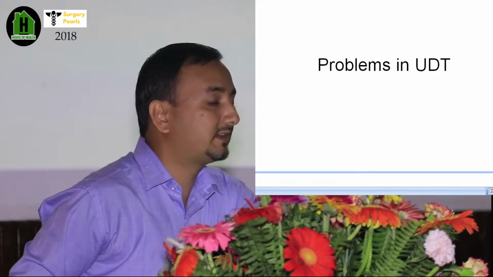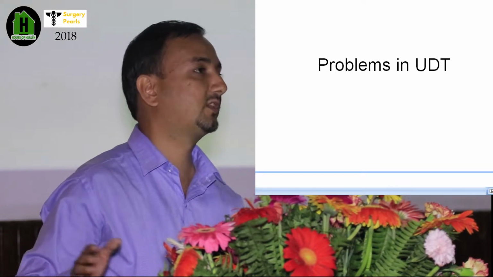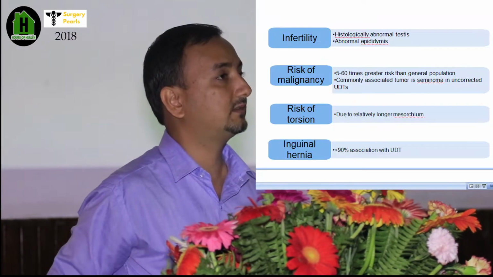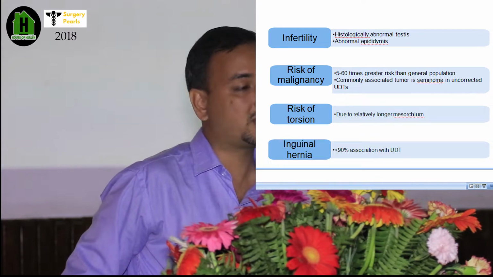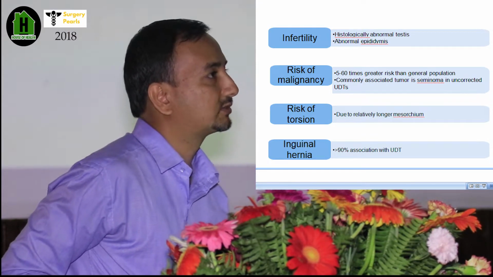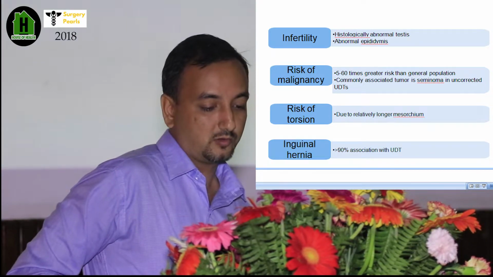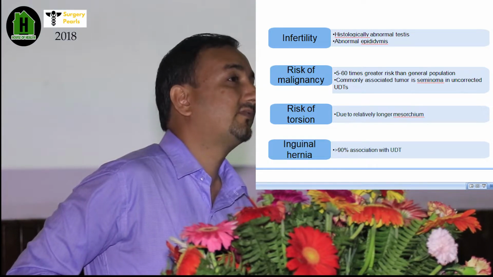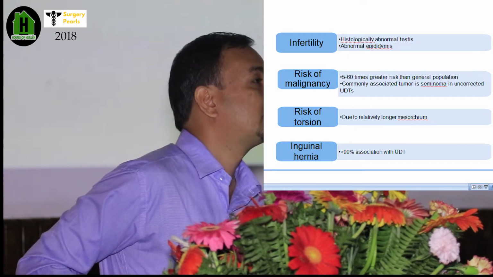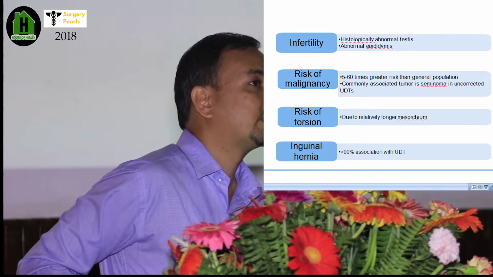So what are the problems in an undescended testis? The first problem is infertility, because the undescended testis is histologically abnormal and the epididymis is also abnormal. Number 2 is risk of malignancy, as you all know. The risk of malignancy is 5 to 60 times; some series have shown up to 60 times increased risk than the general population in a cryptorchid testis. The most commonly associated tumor in an uncorrected undescended testis is seminoma, and in a corrected testis it is non-seminomatous lesions.